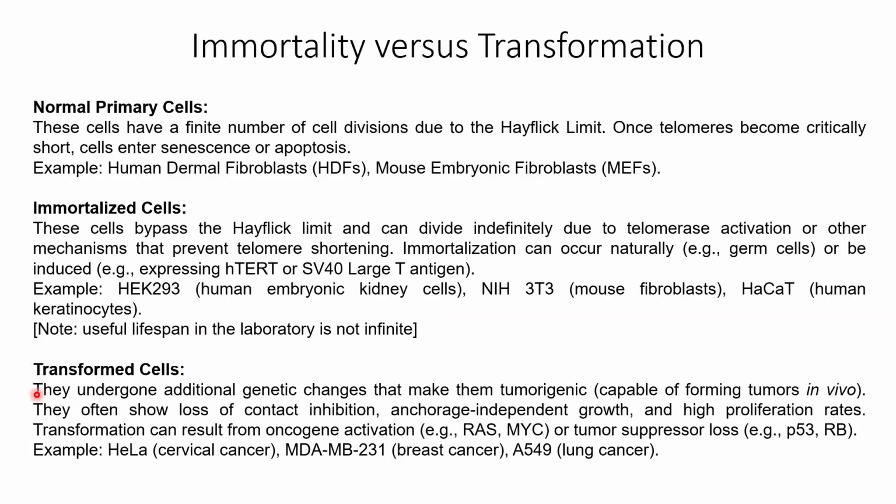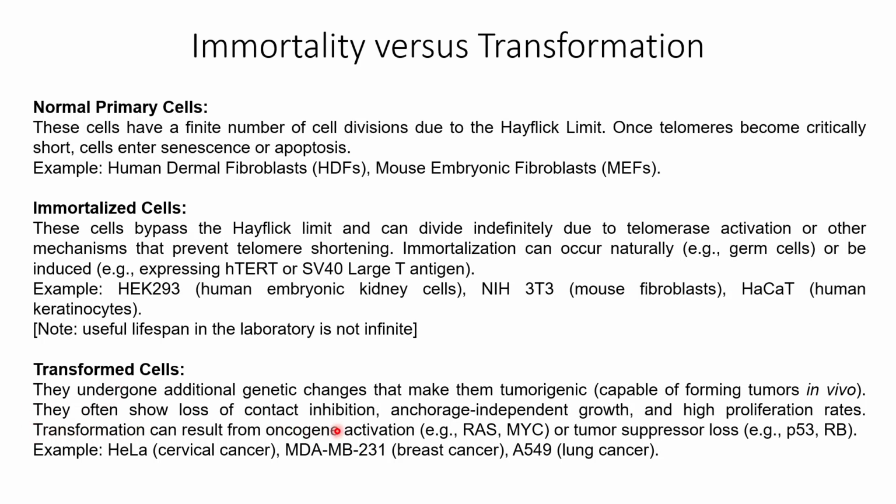Then the final thing here is the transformed cells. These are cells that undergo some additional genetic alteration. So you have immortalized cells, which will be able to divide indefinitely. And then if there are further genetic changes after that, that's what makes them tumorigenic. So they're capable of actually forming tumors in vivo, meaning that if you have these cells in a dish and you take a whole bunch of them and inject them into a mouse, they will form tumors or metastatic lesions. Okay.